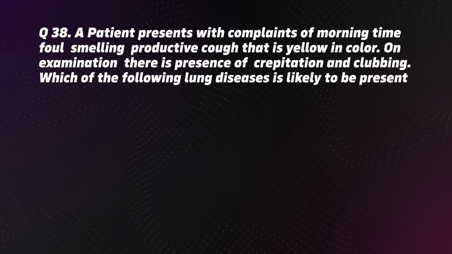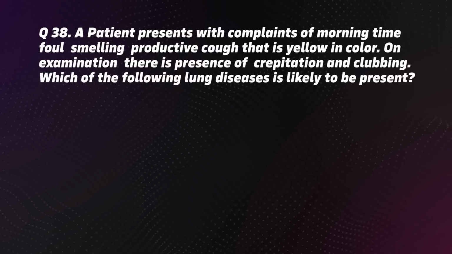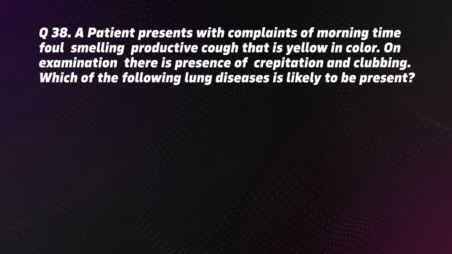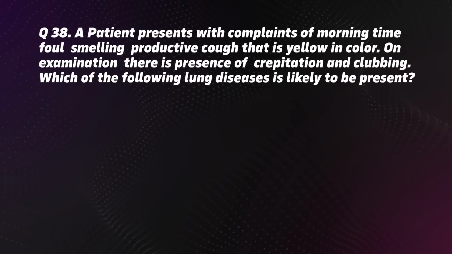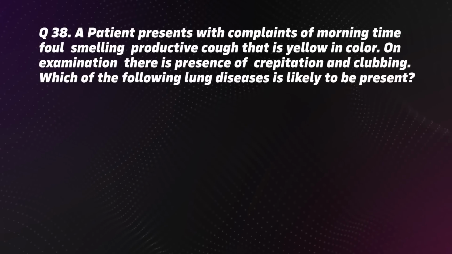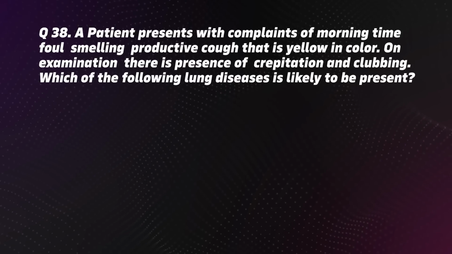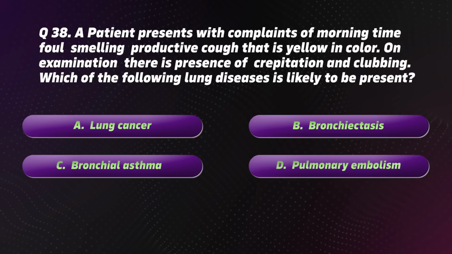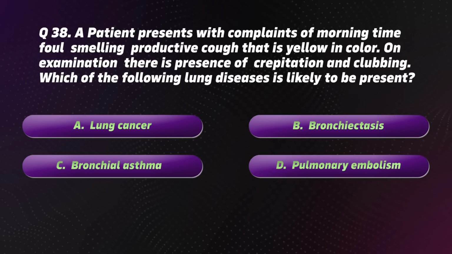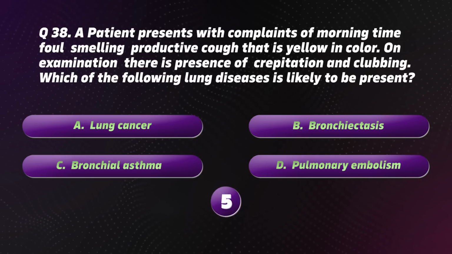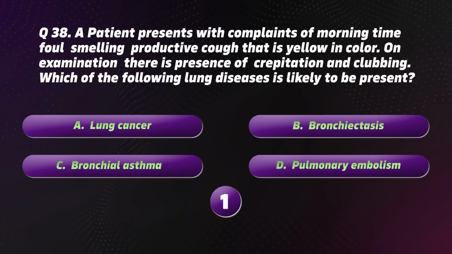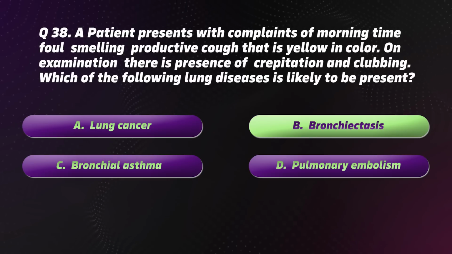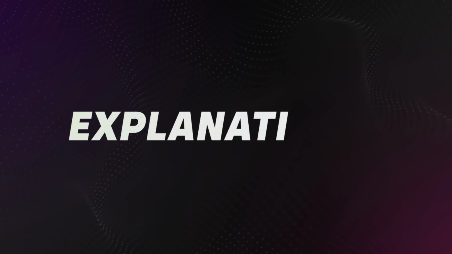Question 38. A patient presents with complaints of a morning time foul-smelling productive cough that is yellow in color. On examination, there is the presence of crepitation and clubbing. Which of the following lung diseases is likely to be present? Here are the options. A. Lung cancer. B. Bronchiectasis. C. Bronchial asthma. D. Pulmonary embolism. And the correct option is B. Bronchiectasis. Here is the explanation.